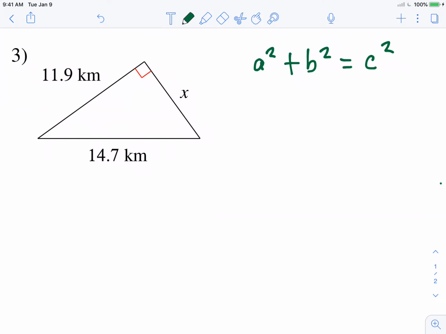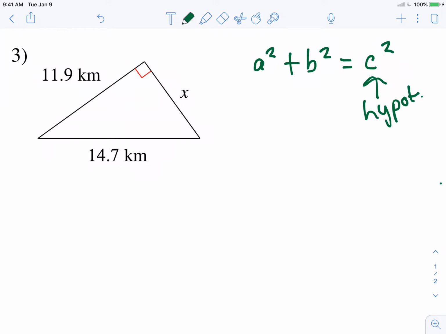Okay, so today we're going to talk a little bit about the Pythagorean Theorem. So the first thing I'm going to do is just talk about what the Pythagorean Theorem is and how we use it. So the Pythagorean Theorem is a squared plus b squared equals c squared, where c is the hypotenuse of the right triangle. Okay? And the hypotenuse is always across from the right angle, or it's always the longest side. And we can use this to determine missing side lengths of right triangles.